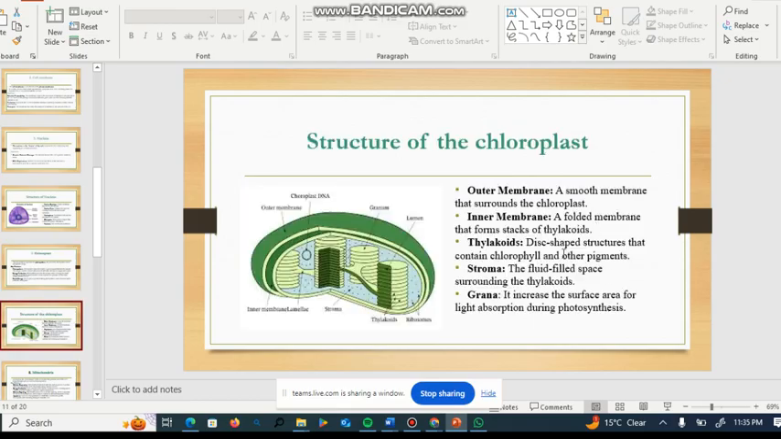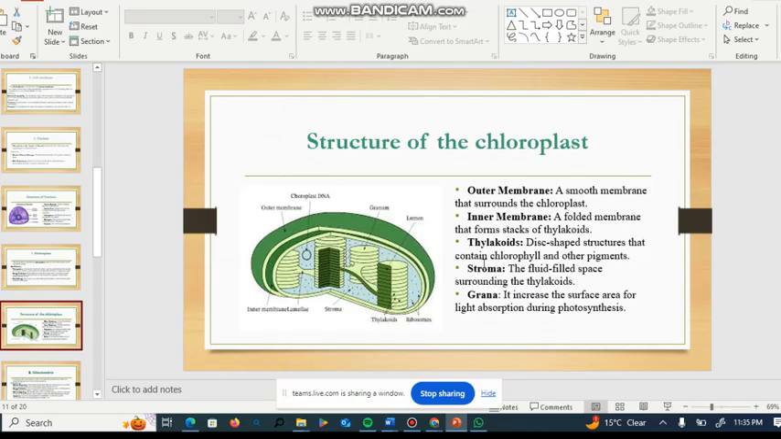Let's now look at the structure of the chloroplast. The chloroplast is usually bean shaped, as you can see on your screen, and it has structures such as the outer membrane. This is the outer membrane. You can see I'm pointing at it with my cursor. Then we have the inner membrane. The inner membrane is a folded membrane that forms stacks of thylakoids. The thylakoids, these ones here, are disc-shaped structures that contain chlorophyll and other pigments.